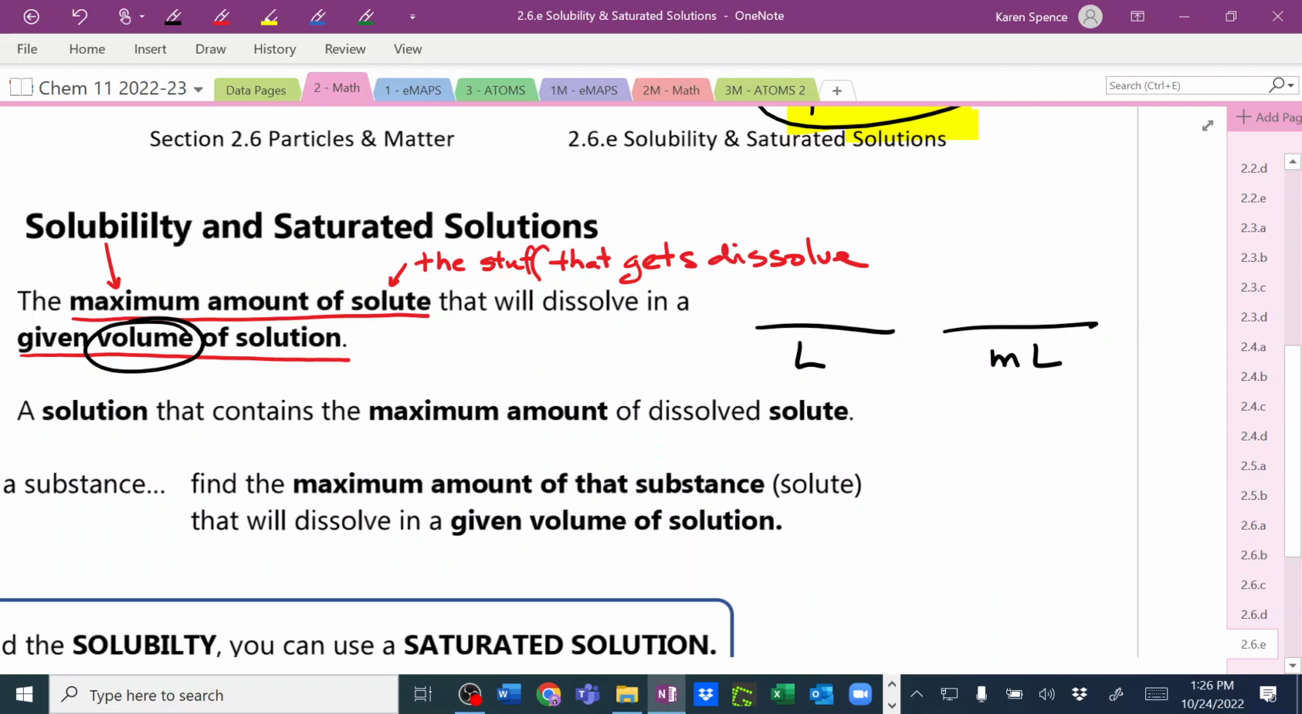Now, what could we use for the amount of solute? We could use grams. Do you remember another unit that measures amount of matter? The mole. So we could have moles per milliliter or moles per liter or grams per milliliter or anything like that, okay?